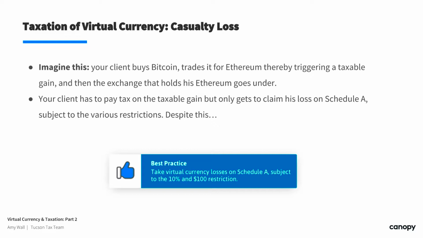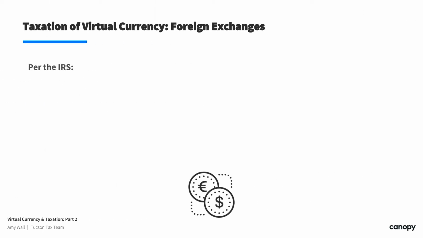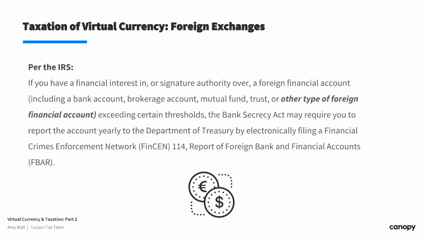Foreign exchanges. This is another fun topic that we don't have a ton of direction on. So here is what we know about foreign accounts. The IRS tells us if we have a financial interest in or a signature authority over a foreign financial account, such as a bank account, brokerage account, etc., and they say or other type of foreign financial account, that you need to file an FBAR. So what we all know is that if you've got $10,000 or more in a foreign bank account or brokerage account, we have our clients file an FBAR.